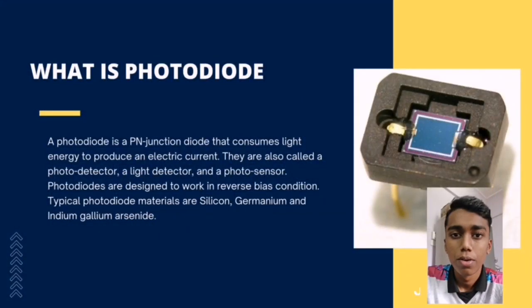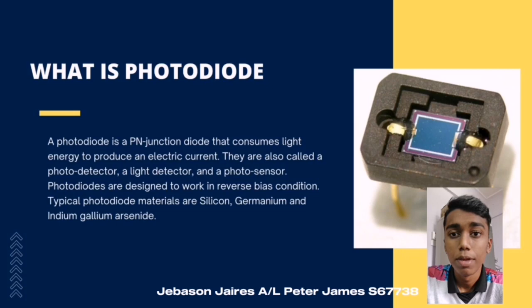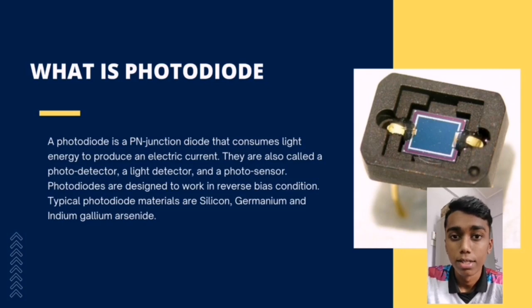What is a photodiode? A photodiode is a PN junction diode that consumes light energy to produce an electric current. They are also called a photodetector, a light detector, and a photosensor. Photodiodes are designed to work in reverse bias condition. Typically, photodiode materials are silicon, germanium, and indium gallium arsenide.